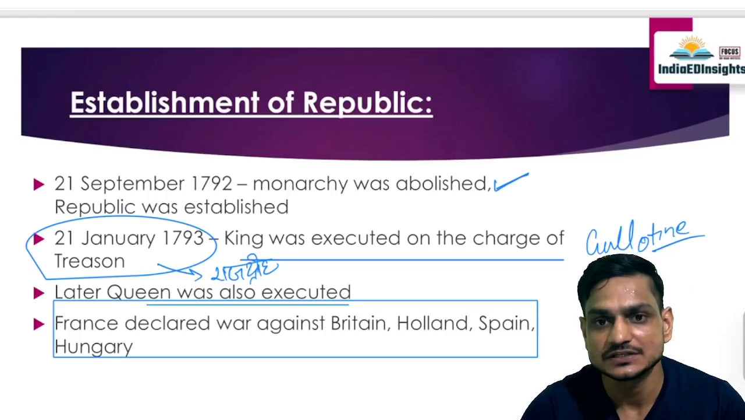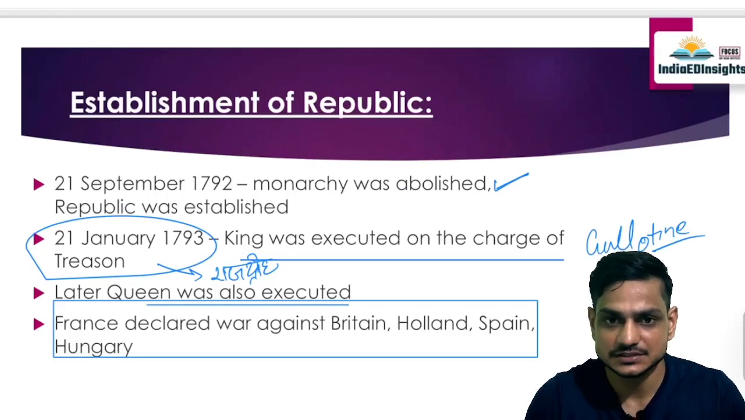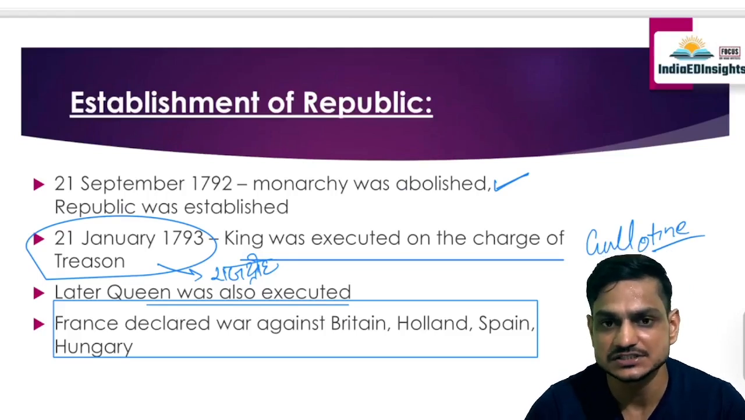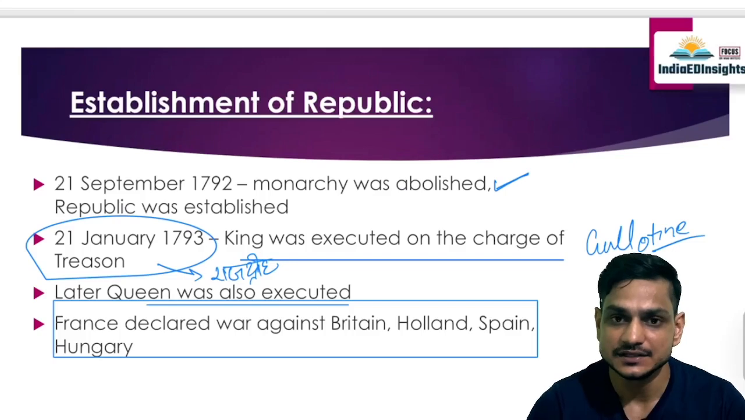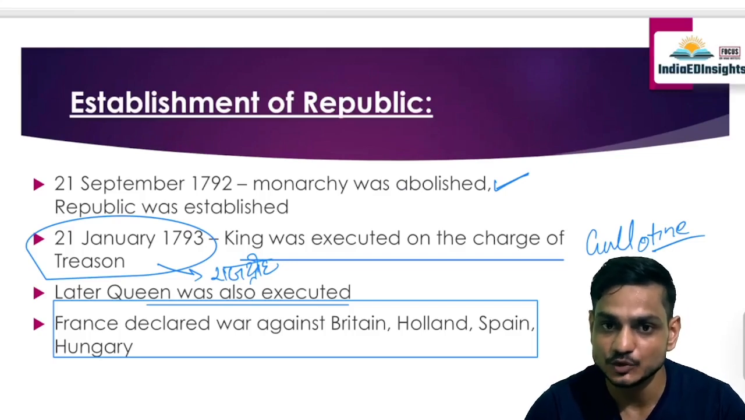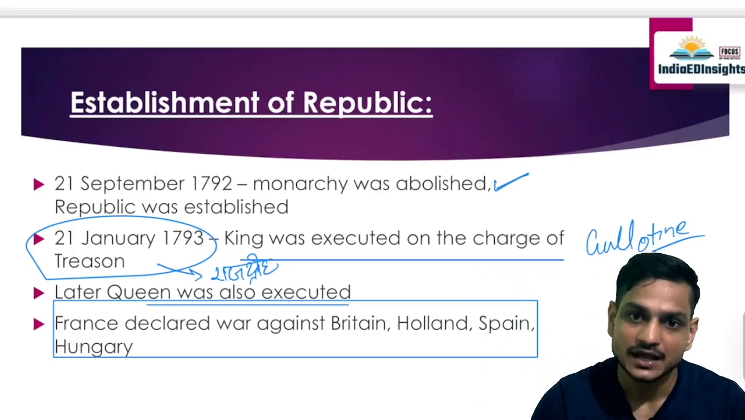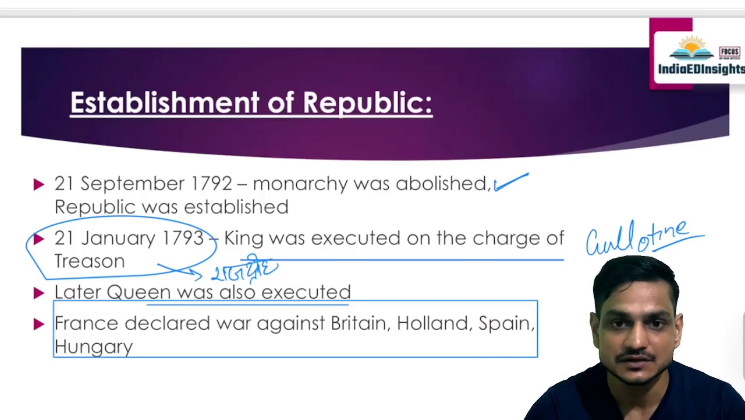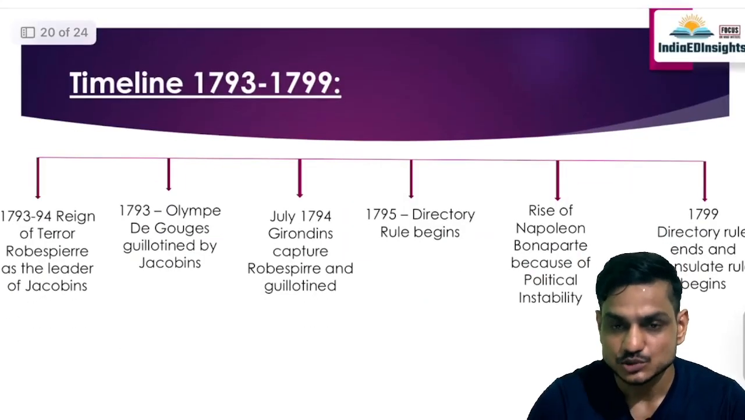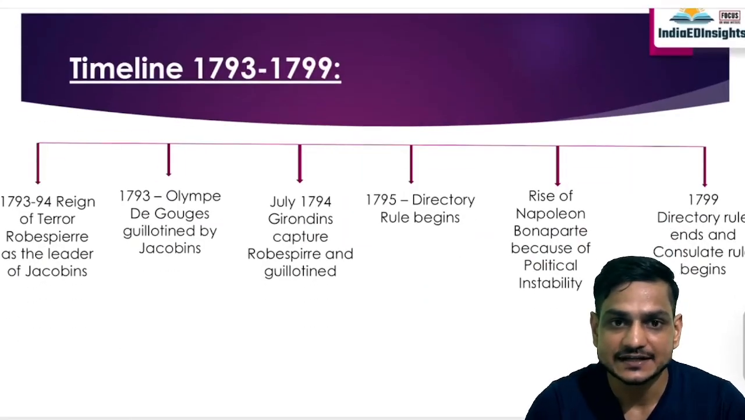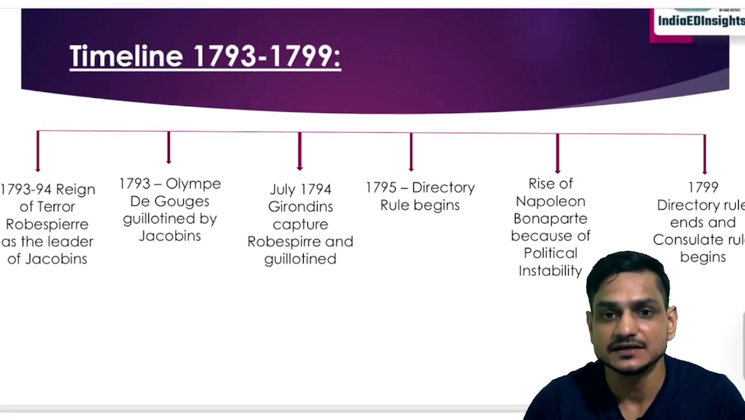So for guillotining, what they did, there is a wooden structure. In that wooden structure, they tied a blade. They tied that person to the wooden structure, and the blade falls on the head of that person, and the person died. So next is the timeline from 1793 till 1799.